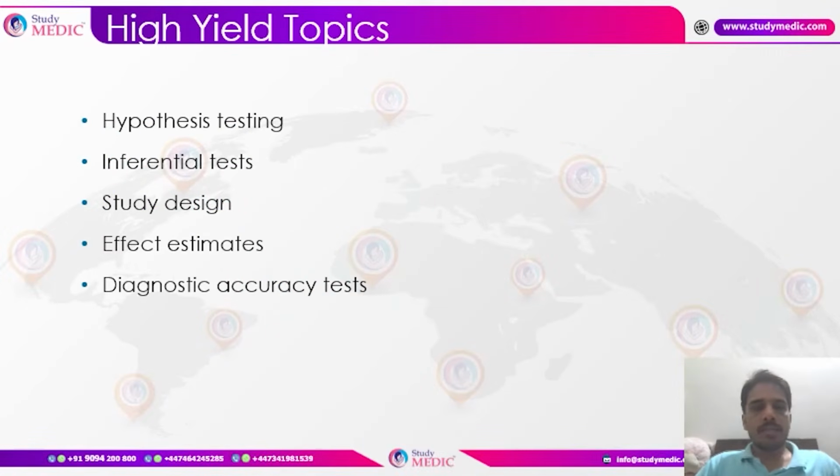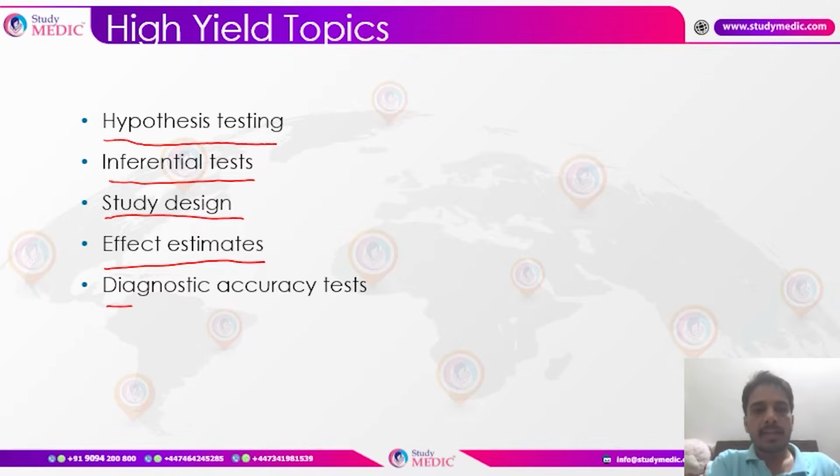Now, which are these high-yield topics that we will be discussing? The high-yield topics in MRCOG2 include, of course, hypothesis testing, doing the inferential statistical tests, study designs, effect estimates, and diagnostic accuracy tests. Of course, there are other small topics which can also be asked, but for today's revision series, we shall be discussing the below.